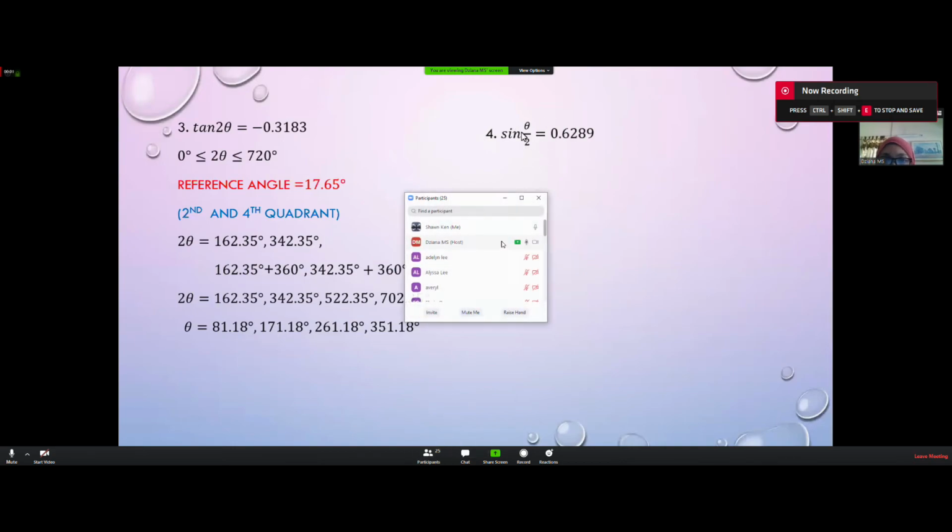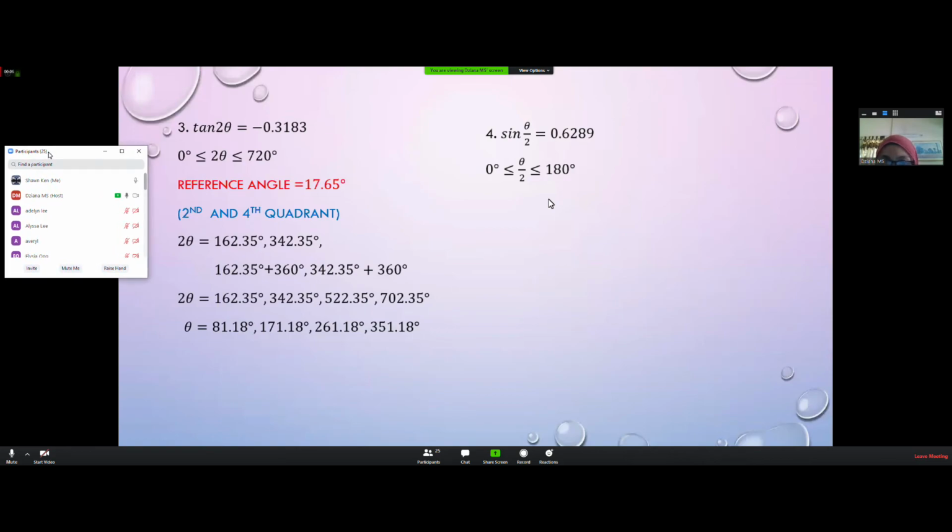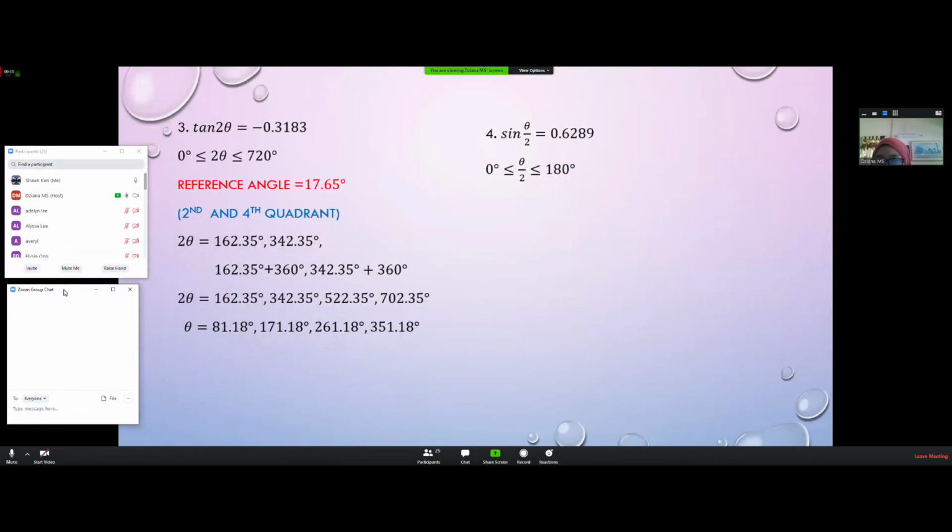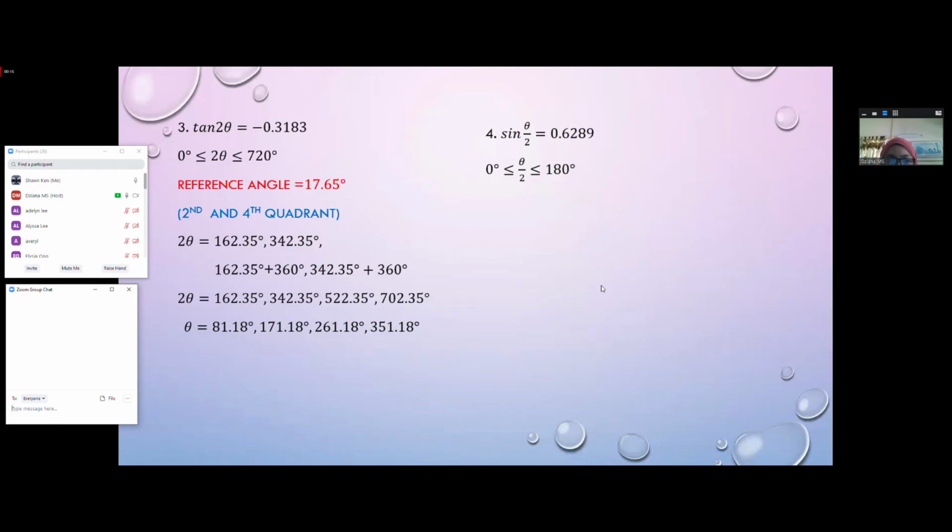This is half of theta. So your range should be until 180. So it should be in the first and second quadrant only. Okay, first and second quadrant only. Okay, sine 0.6289. The reference angle is 38.97. What is that?